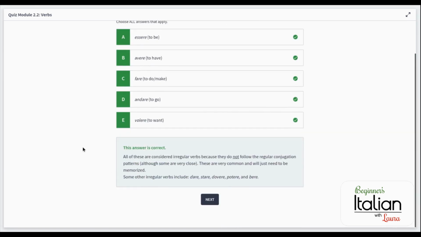Okay, so in this case, all of them are the correct answer. All of these are considered irregular verbs because they do not follow the regular conjugation patterns, although some are very close. These are very common and will just need to be memorized. Some other irregular verbs include dare, stare, dovere, potere, and bere.